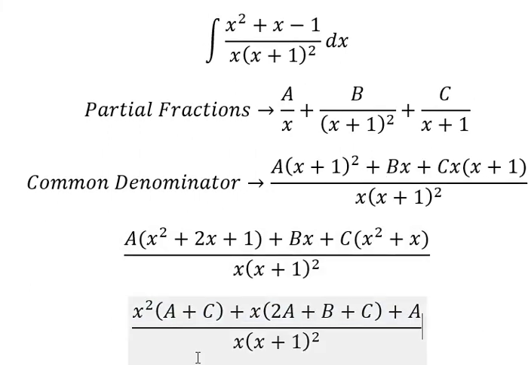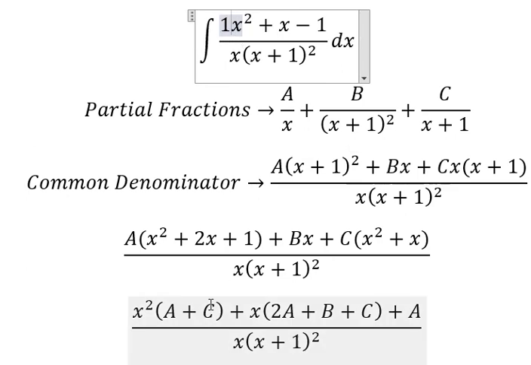Now we need to compare coefficients. About s squared we have a plus c. So this one we have s squared, so a plus c equals number 1. Coefficient of s squared, that is number 1.